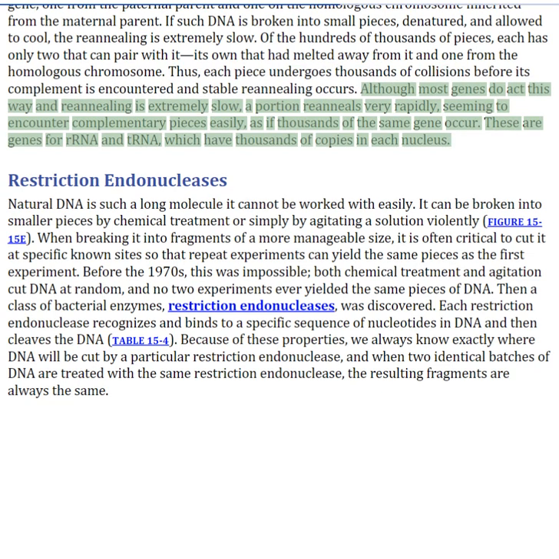Although most genes do act this way and reannealing is extremely slow, a portion reanneals very rapidly, seeming to encounter complementary pieces easily, as if thousands of the same gene occur. These are genes for rRNA and tRNA, which have thousands of copies in each nucleus.